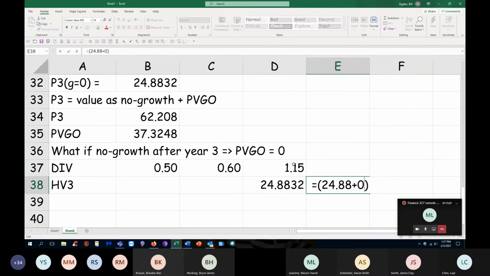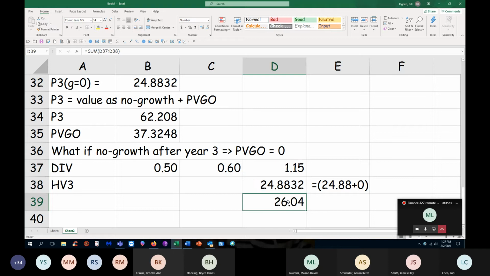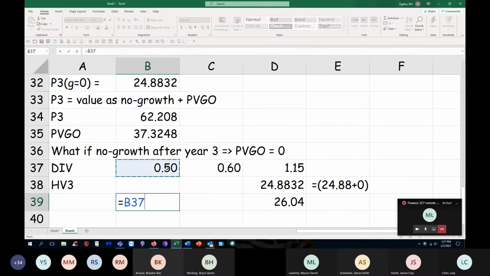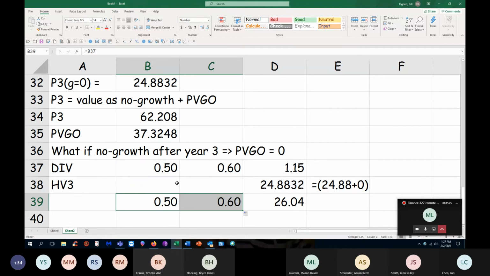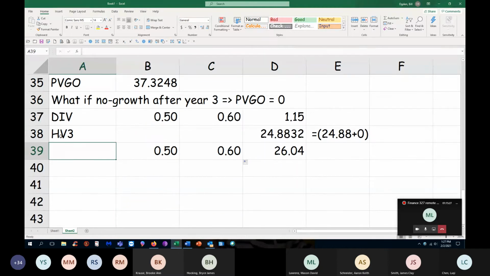All right, and so the process from this point on is identical to what we've already done. I have the horizon value plus P3 as my cash flow 3, and these two cash flows remain exactly what they are. Okay, then I find the price, so this is our total, and this is the price.